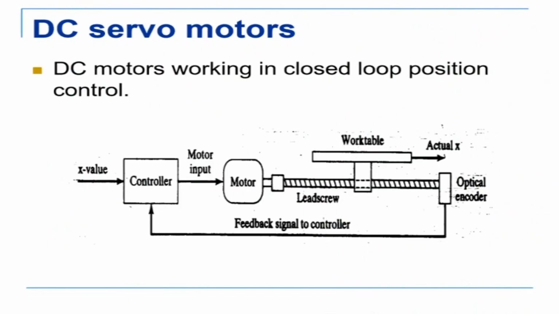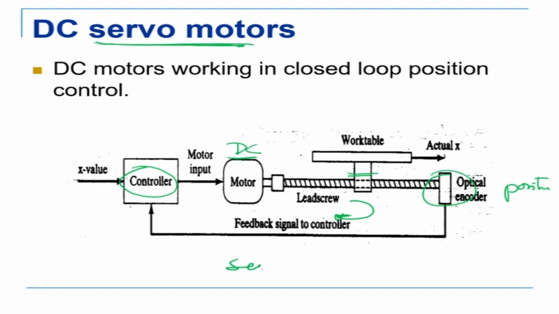Now another term which we need to look at is the servo motor. When we're using a DC motor in a closed loop feedback control system, we have a controller, we have a motor, we have the link, and then there is a position sensor. So this is a closed loop control system. A DC motor used in a position control system, a closed loop control system, is called a servo motor.